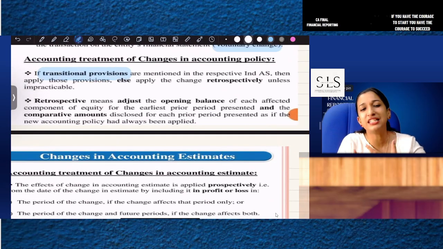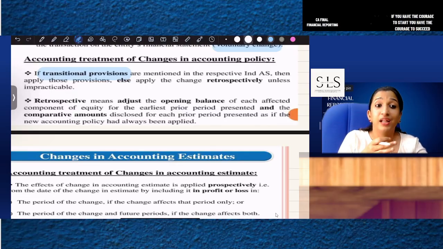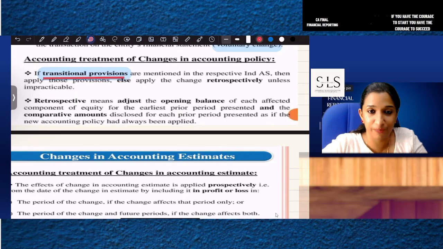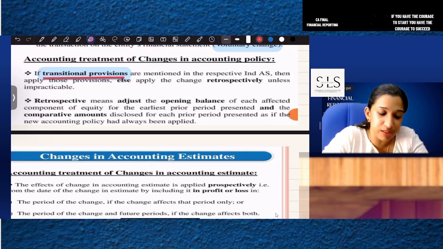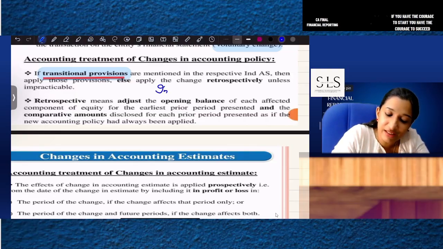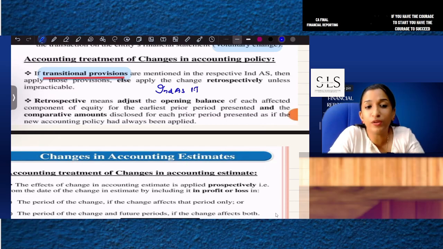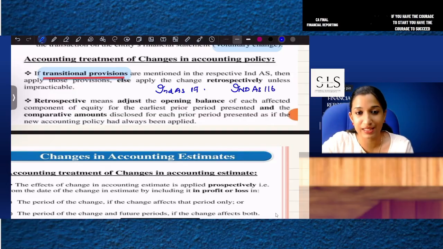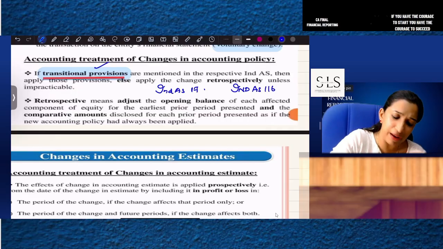If there is a transitional provision, earlier you are following one accounting policy, now you change to another accounting policy. If transitional provisions are given, like earlier it was Ind AS 17, the accounting policy in the books of lessor was different when the new standard Ind AS 116 was introduced. So transitional provisions are there. If transitional provisions are mentioned in Ind AS, then apply those provisions.